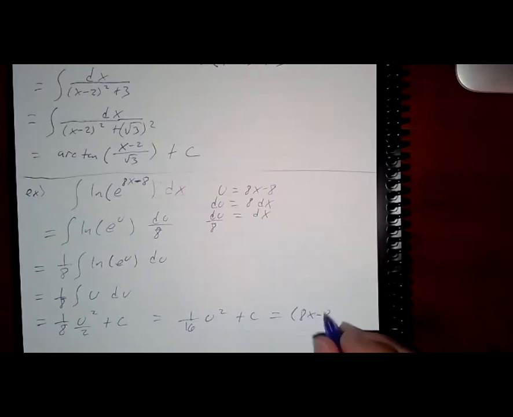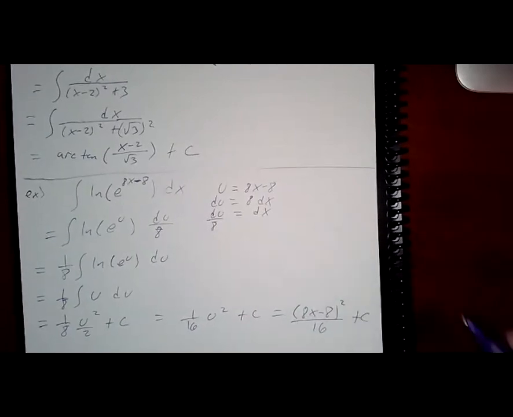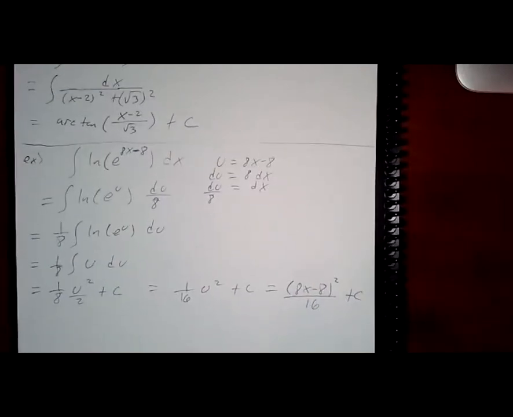8x minus 8 squared over 16. Let's see. Yeah, sorry, scratching. I see I made a mistake. I made it up here at the top right here. My mistake. I made it a little earlier.